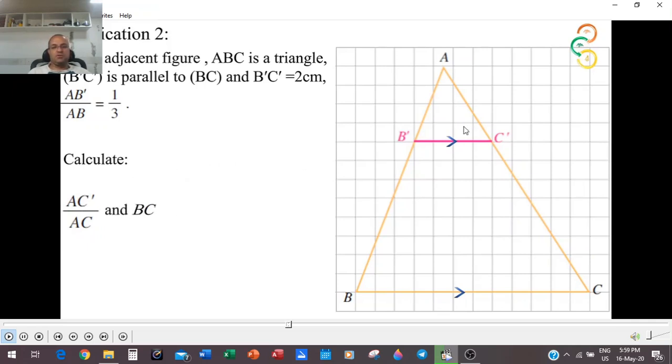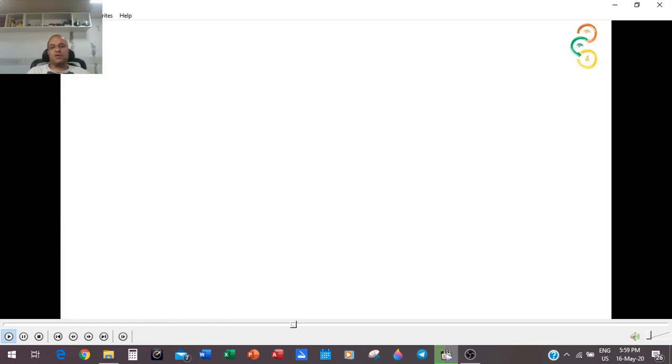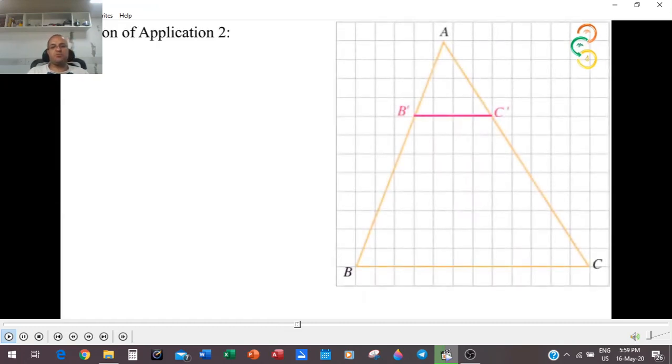As you know, I'll give you a hint. B prime C prime is parallel to BC. Think about it. What do we apply? Yes, I'm hearing you. We apply Thales theorem, and Thales theorem here says AB prime over AB equal AC prime over AC equal B prime C prime over BC.